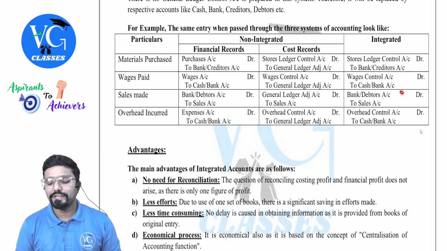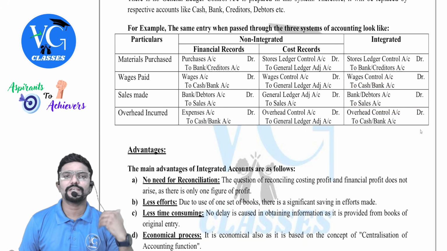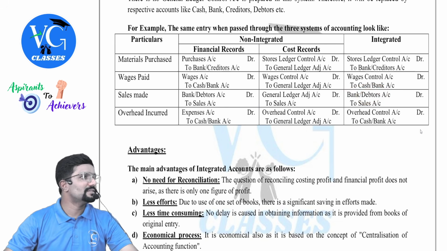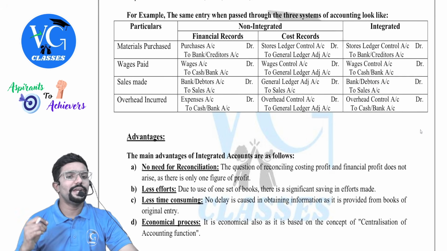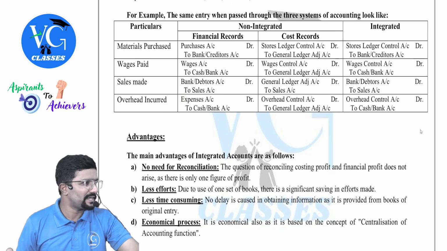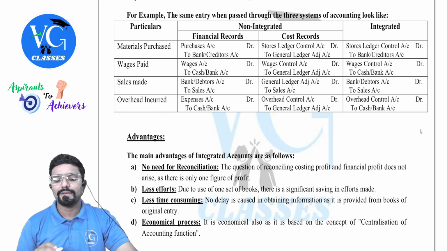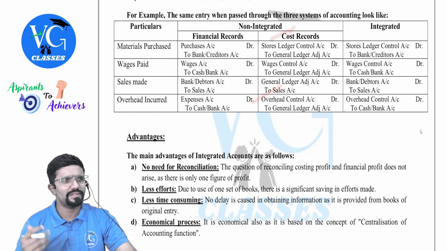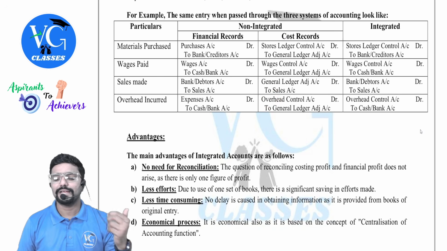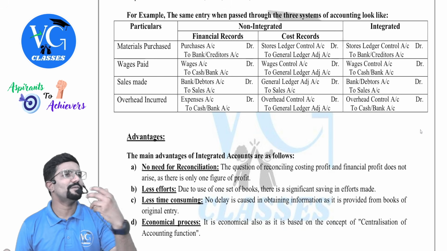Okay. Coming to integrated. If it is a cash sale, bank to sales. If it is a credit sale, debtors to sales. Overhead incurred: for the respective expenses, in financial accounts we normally use the name of that expense to cash or bank. Whereas under cost records, overhead control, the respective overhead, to general ledger. Whereas under integrated, same debit, but credit will change to cash or bank.